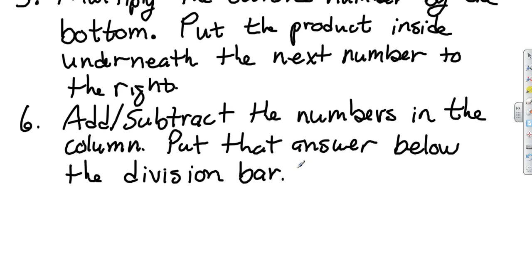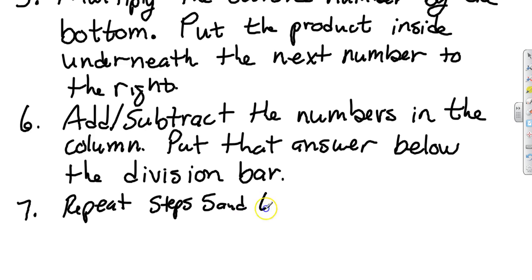Okay, now that you've got the number below the division bar, back to step 5. So then you're going to repeat steps 5 and 6. And basically you just keep doing that until you run out of numbers.